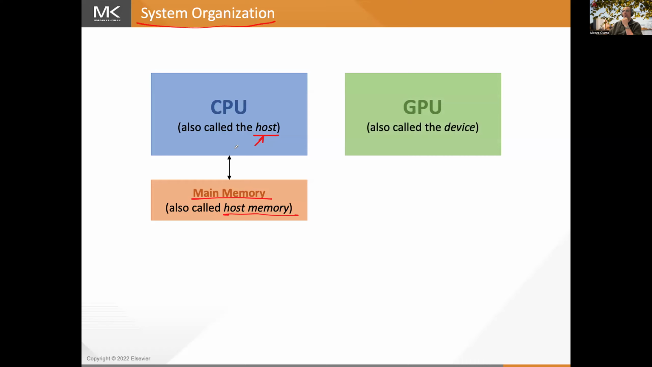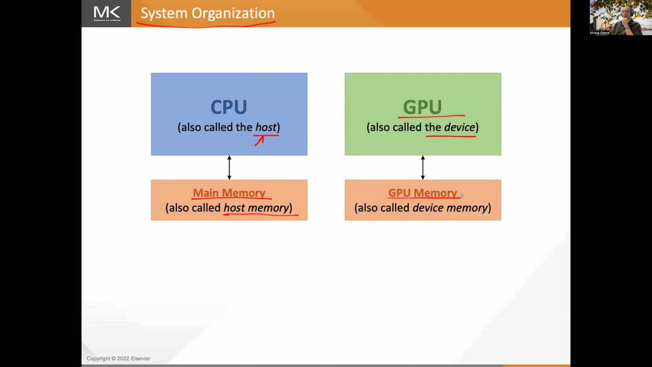But you also have a GPU, which is called the device, right? And your GPU memory, which is called device memory, right? So in GPUs, you have a dedicated on-chip memory, which is also called VRAM, which is used for storing the textures, the frame buffers, and the pixel values and things like that.